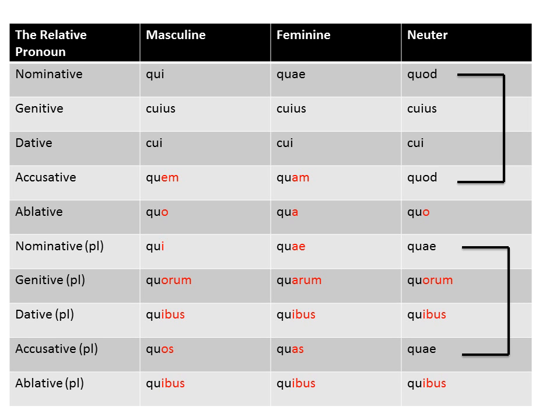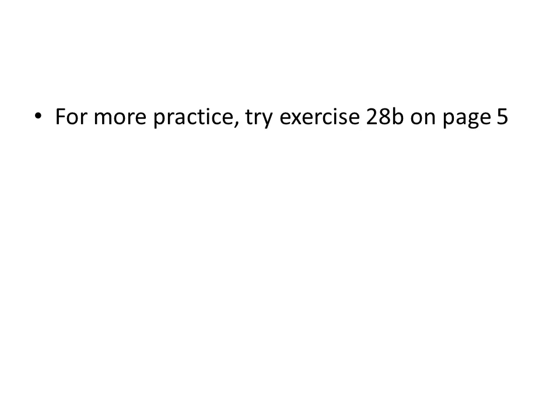So this is the relative pronoun chart. It's on page 4 in the book. And again, you want to start familiarizing yourself with this, memorizing it, and mastering the chart, because without that, you're going to be having a hard time with relative clauses.